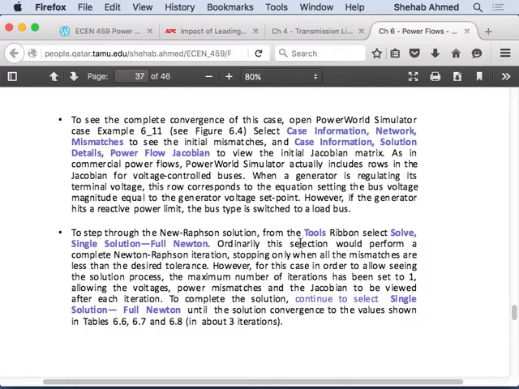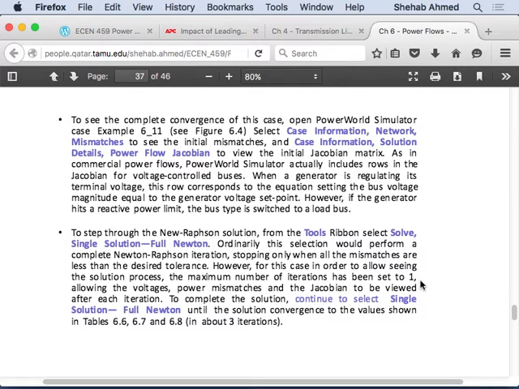Ordinarily, this selection will perform a complete Newton-Raphson iteration, stopping only when all the mismatches are less than the desired tolerance. However, for this case, in order to allow seeing the solution process, the maximum number of iterations has been set to 1. So we iterate only 1.